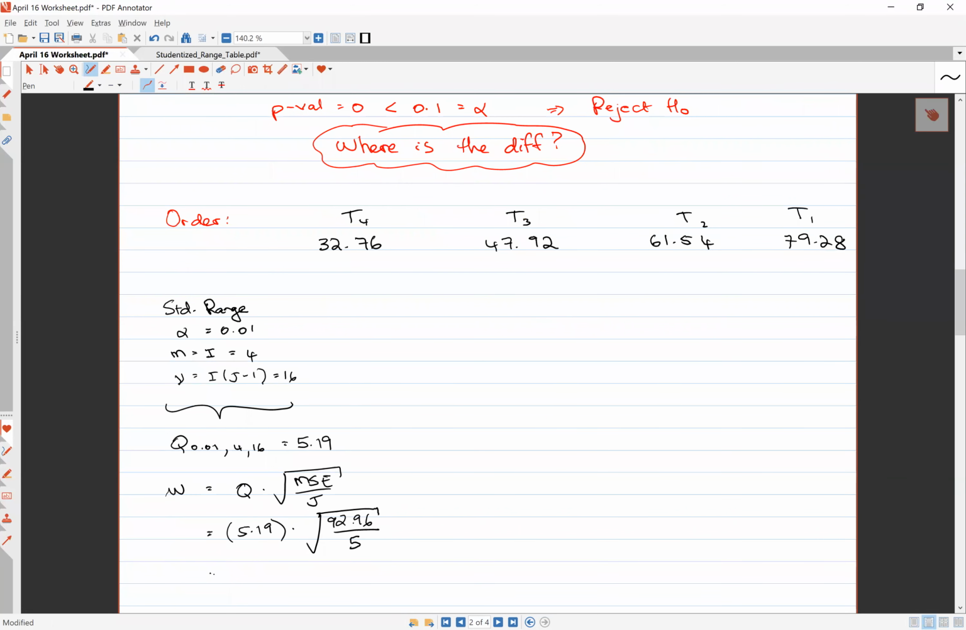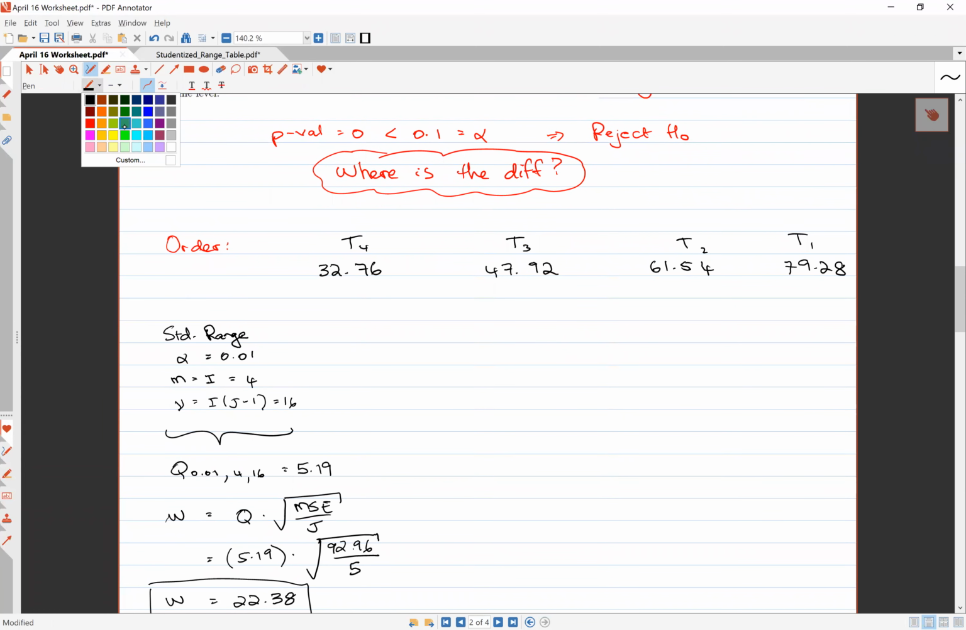And so when I do this calculation, my width is 22.38. So anytime the treatment means are further apart than 22.38, that tells me that I've found a difference. So let's evaluate how far apart these are from one another. From treatment 4 to treatment 3, the difference is 15.16.